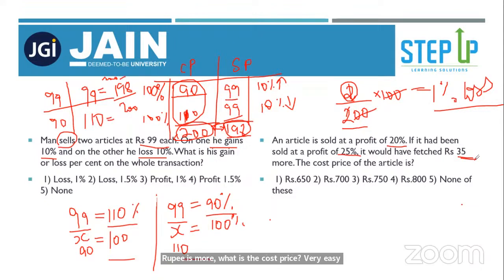35 rupees equals how many percentage? No, fetched more. Yes, you can try. It's given more. It is not said 35. It is said 35 more.